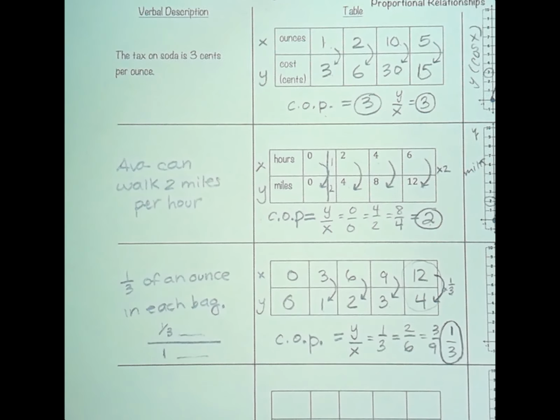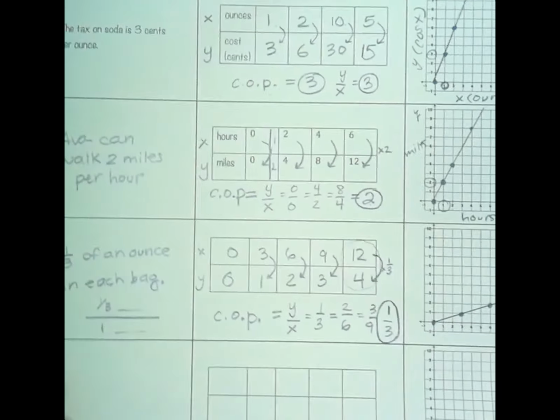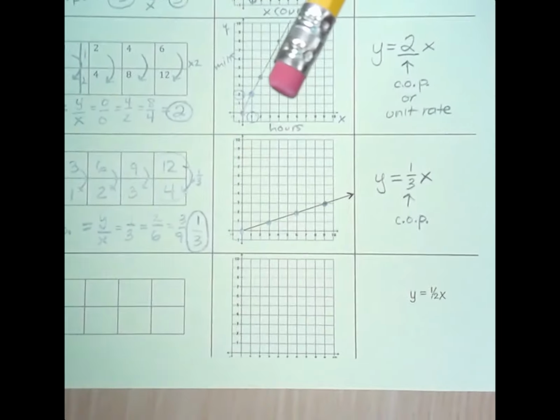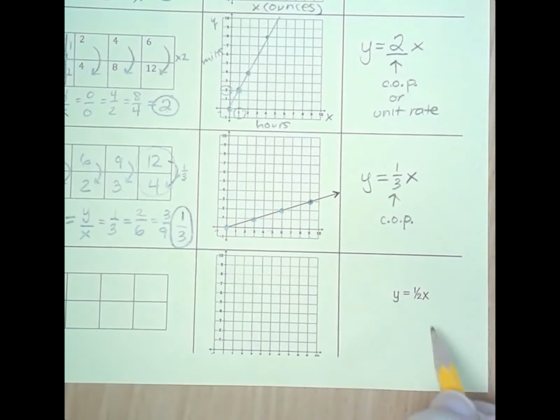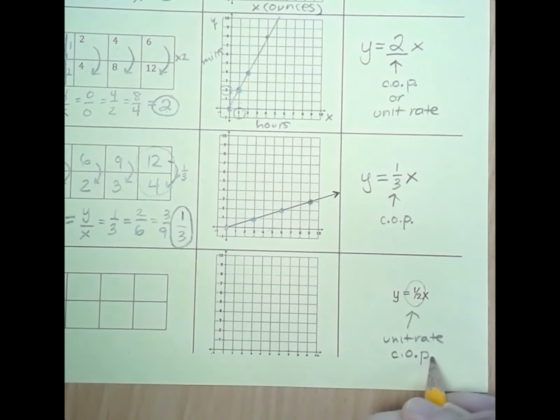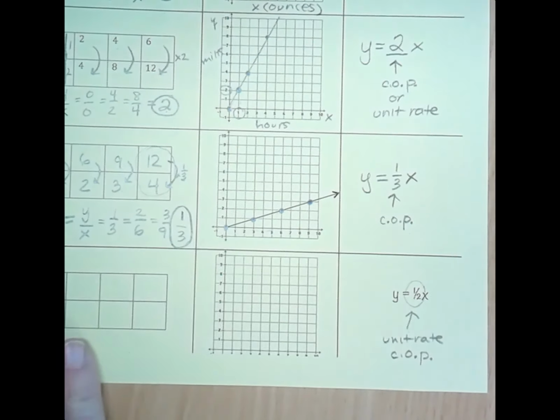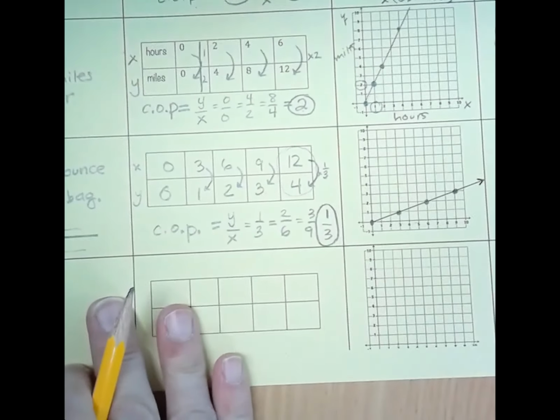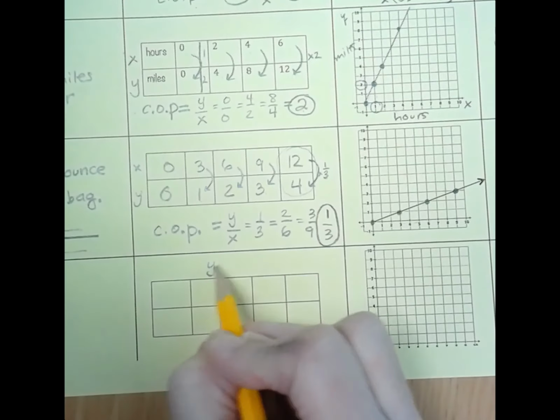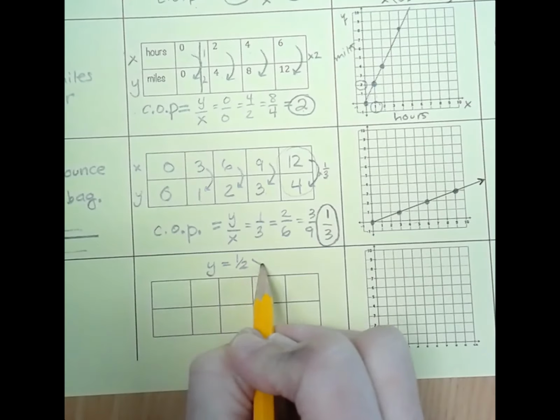Okay, our last example, you can see that the only thing they give us in this one is an equation, y equals 1/2 x. So remember, this number right here is our unit rate. It's also our constant of proportionality. So wherever you want to start, I think it's maybe easiest to start with the table. I'm going to rewrite that equation here. Y is always equal to 1/2 times x.